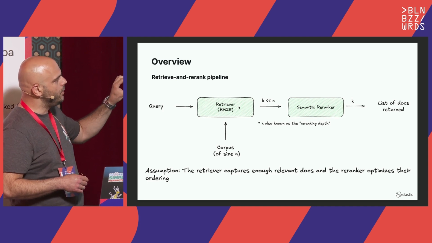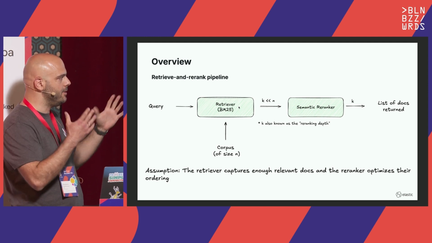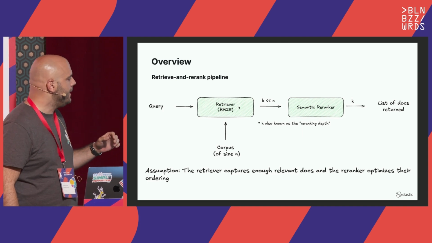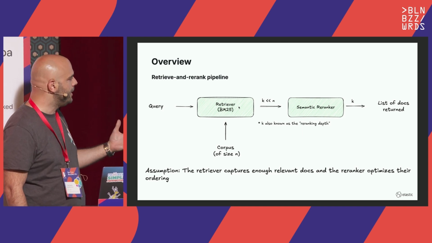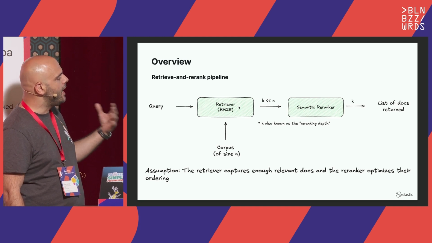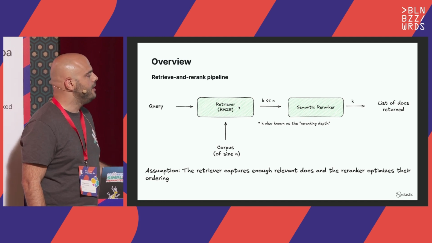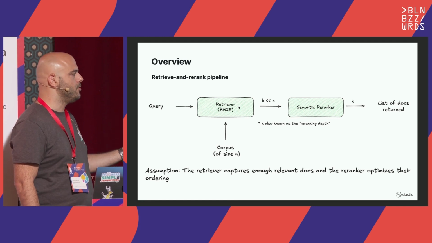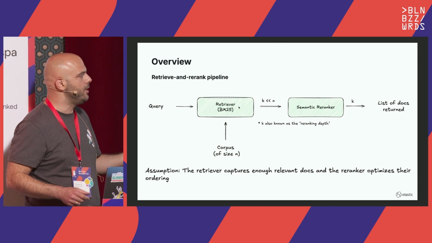Just a note, what we denote as k here is also known as the reranking depth, and this is the term that we are going to use from now on. And the main assumption for this retrieve and rerank pipeline, in order for this to work, is that the retriever captures enough relevant documents in the list that it returns. And then we trust the reranker that it will do a good job optimizing this ordering. So, as I said, more relevant documents should be pushed to the top.